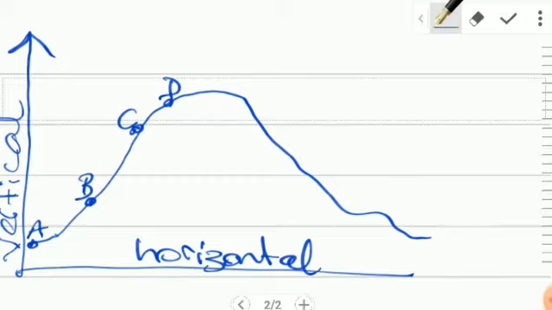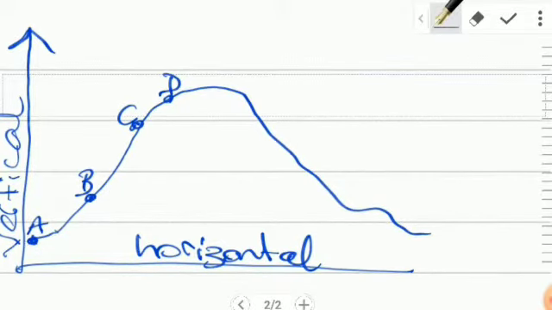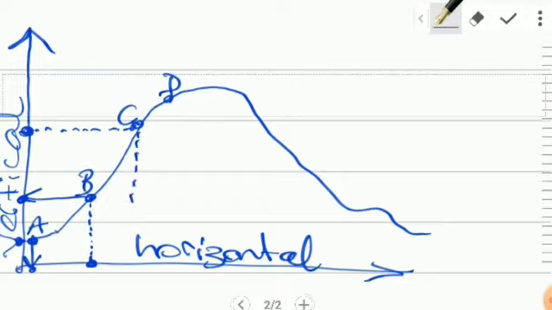So let's look at him at point A. At point A, he would have been this high in here, and he would have covered this distance. By the time he reaches B, he's now this high, and he would have covered a little bit more distance horizontally. By the time he is at C, he would have been this high, and he would have covered a little bit more distance to the right. Finally, at D, he is this high, and he had covered more distance going that way.